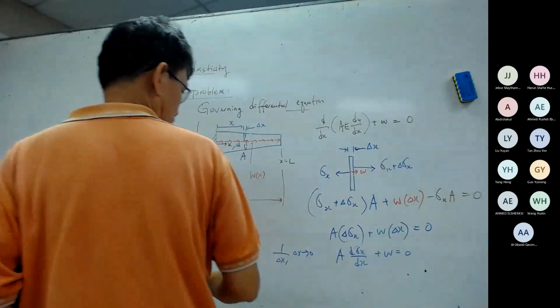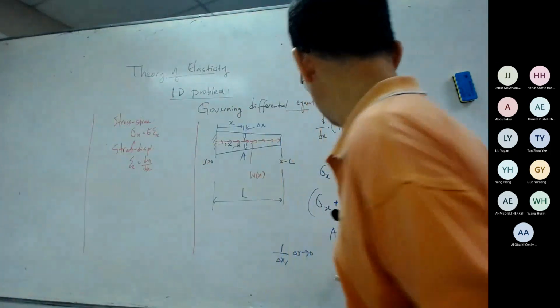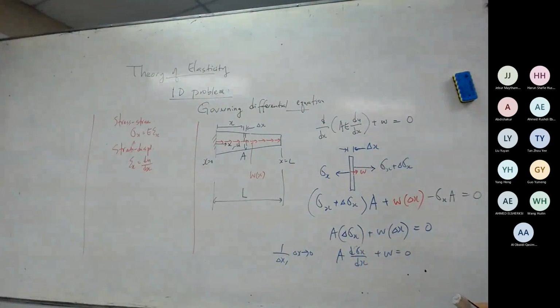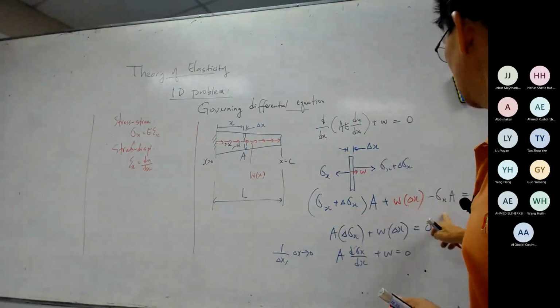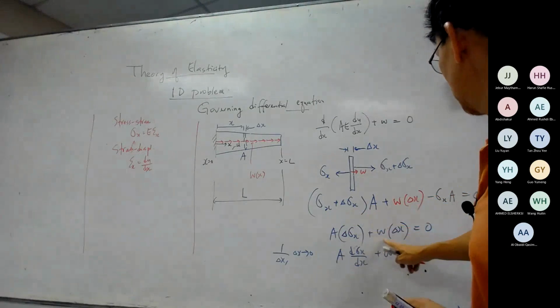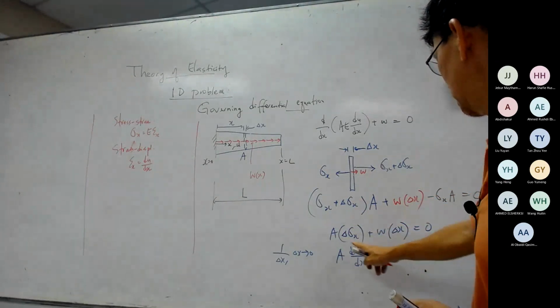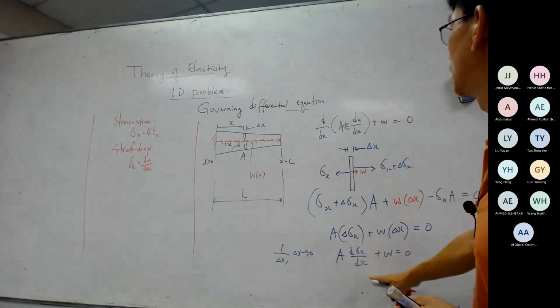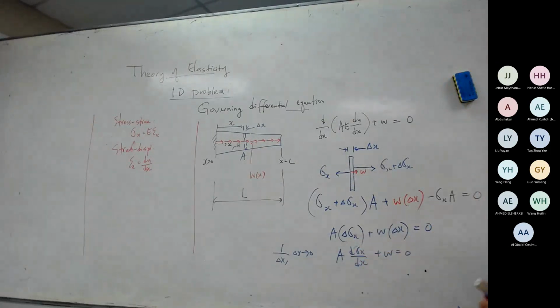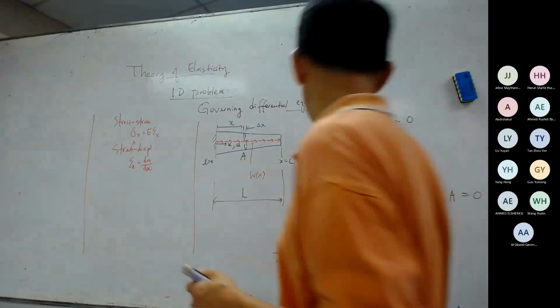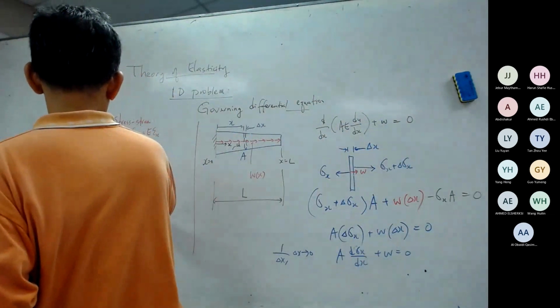So what do we get next? So if you have this A, delta sigma x over delta x, so it's d sigma x over dx. Let's see, we get A.